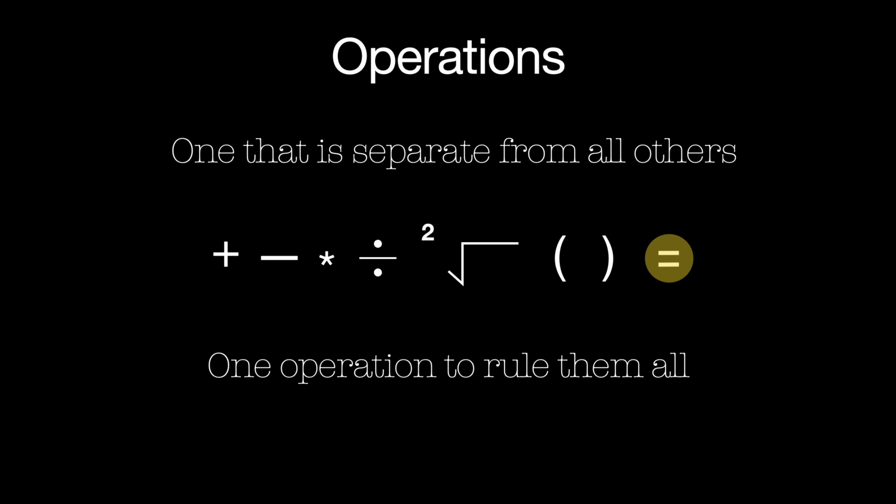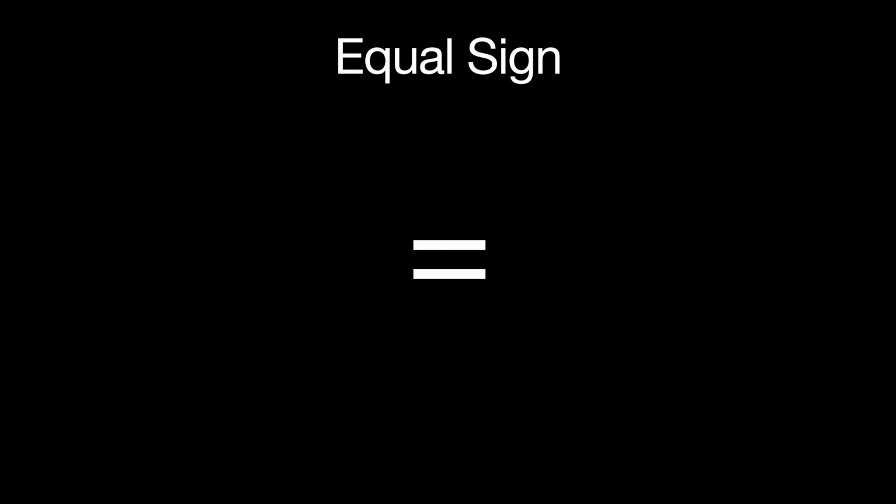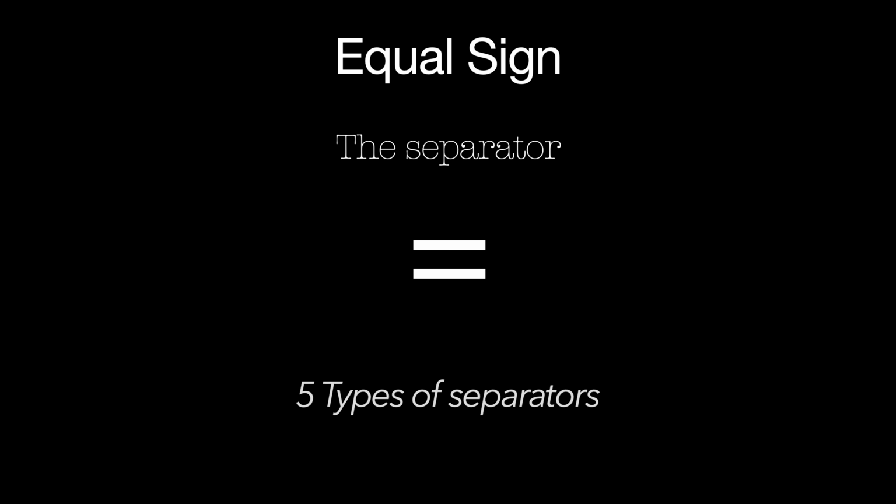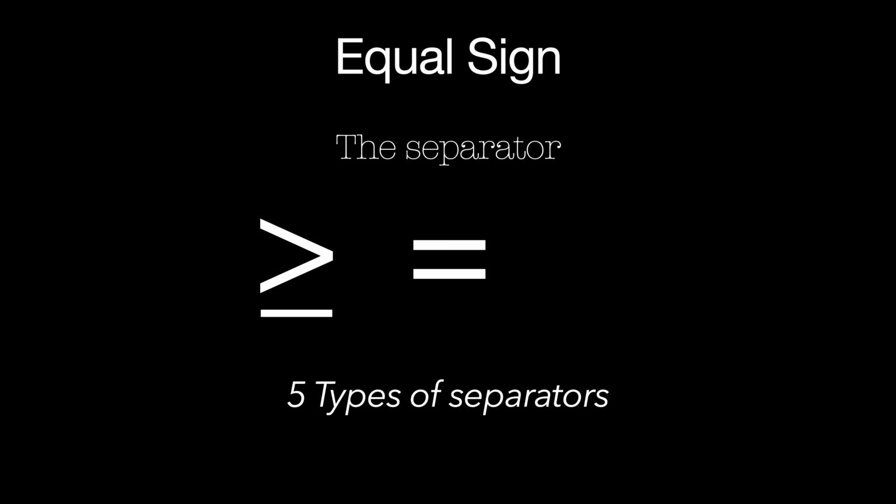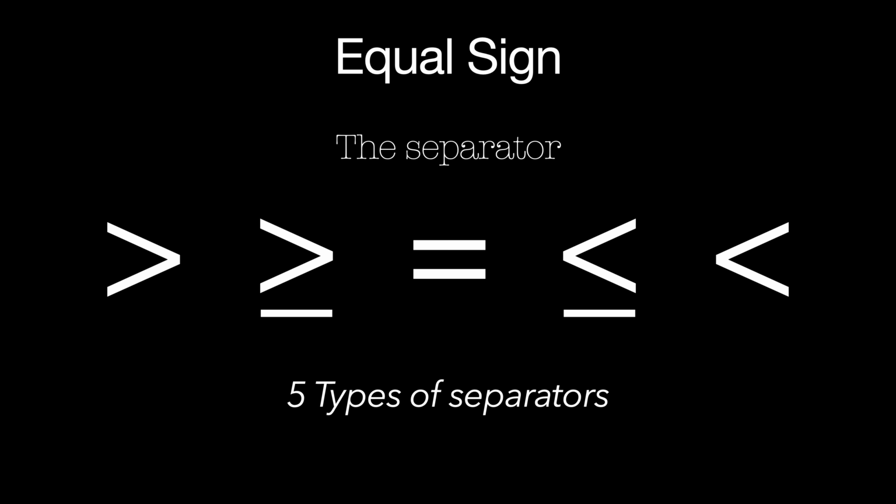The equal sign is the one operation that is much different than all the rest because it is the separator. Meaning wherever you see the equal sign, you should automatically look, there's going to be two sides of an equation, and it means they equal each other. And there's actually 5 types of separators. So there's less than or equal to, greater than or equal to, just less than, or just greater than. So anytime you see any of these symbols, all your brain should think is, okay, this is where the equation is separating itself into two parts.